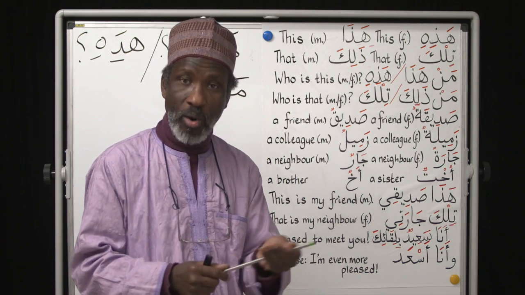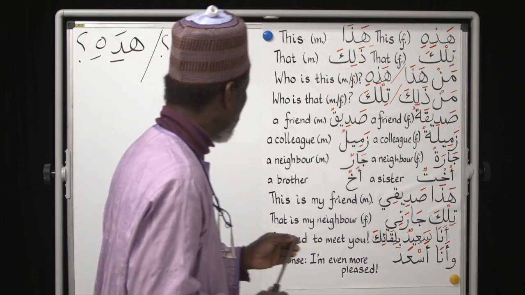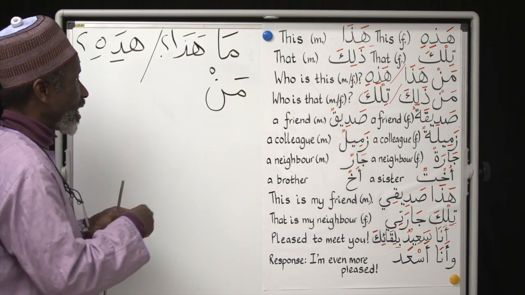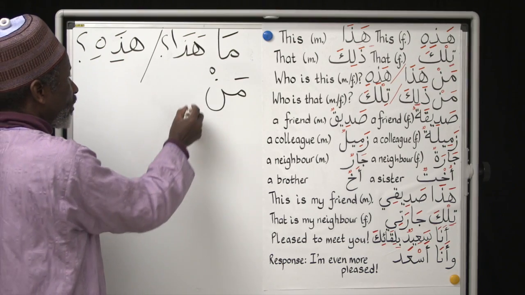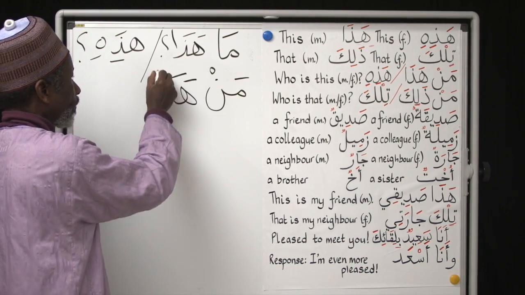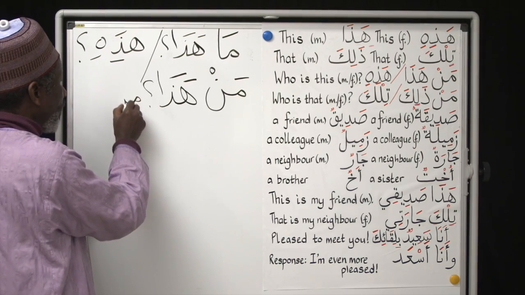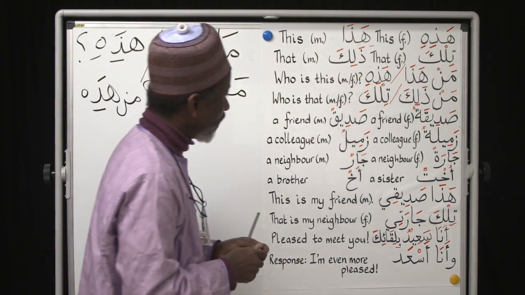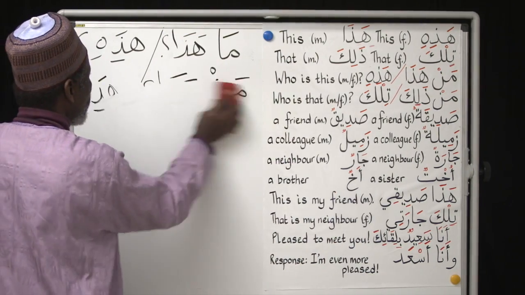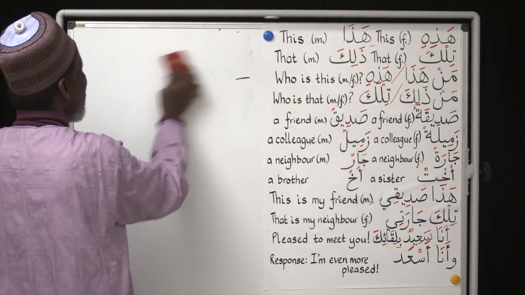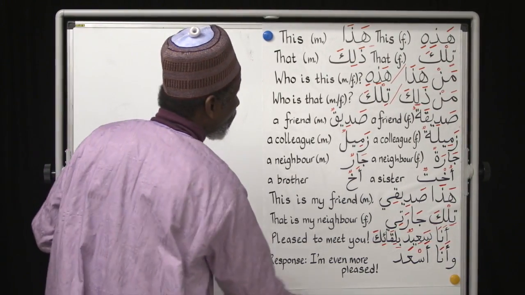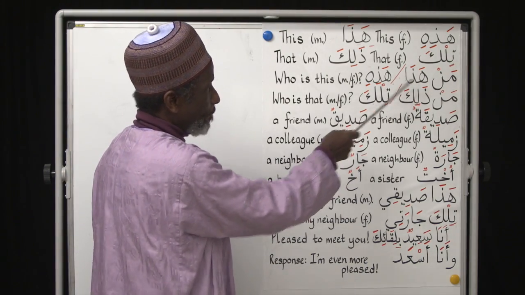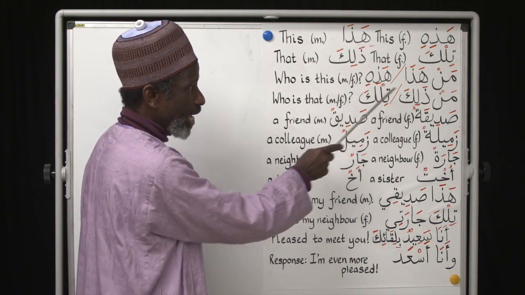Man anti, who are you? Talking to a feminine, a female. Ma haadhaa, ma haadhihi, man haadhaa, and man haadhihi. Right. Let's look at the board now and look at the charts. You have man and more vocabulary for you here. Man haadhaa, man haadhihi, man dhaalika, man tilka.